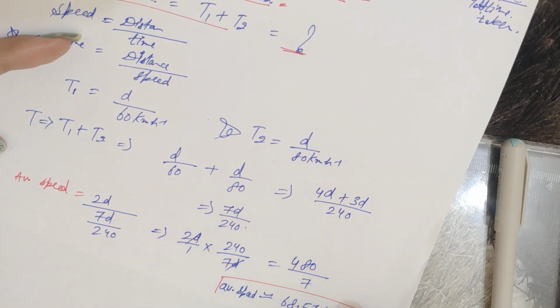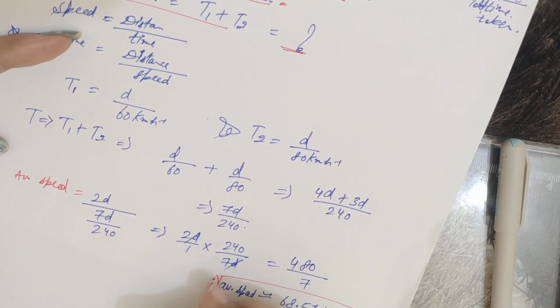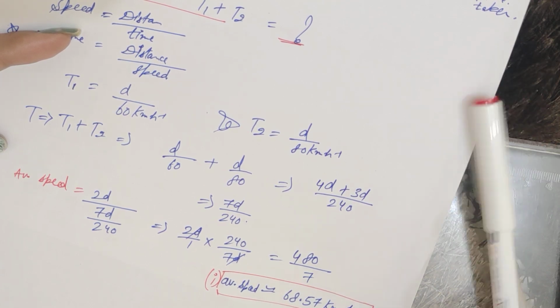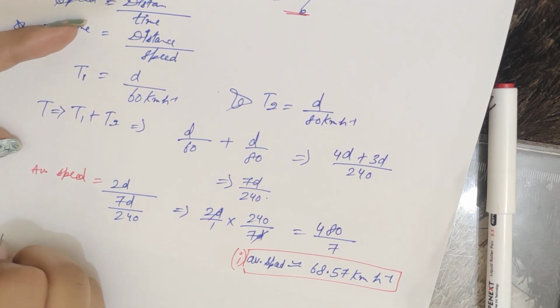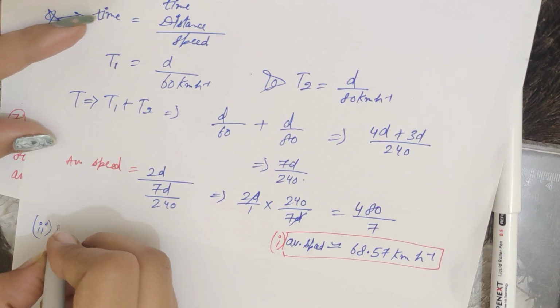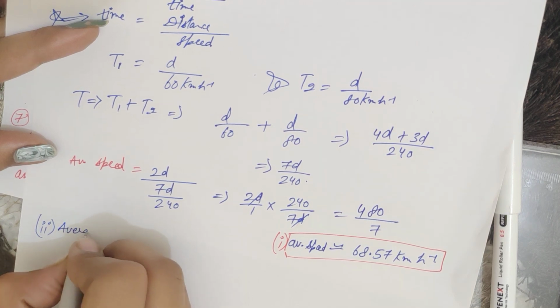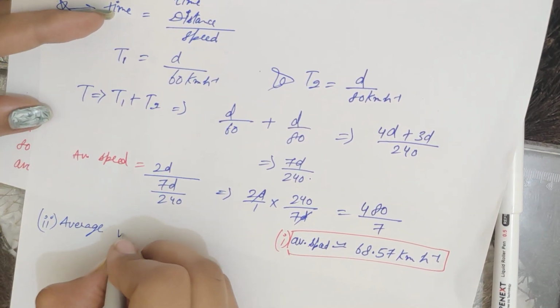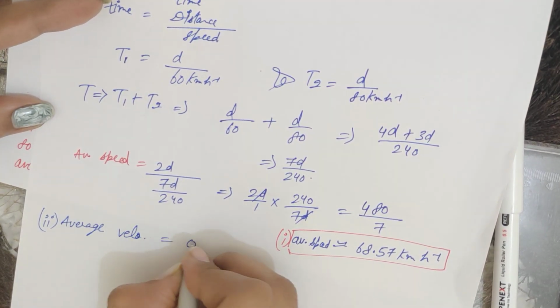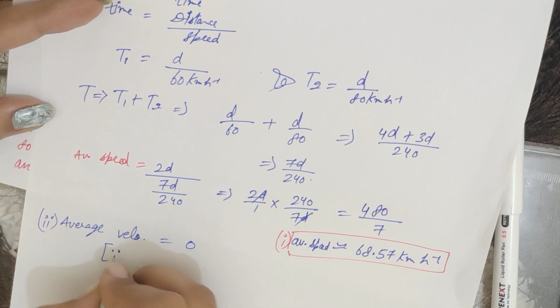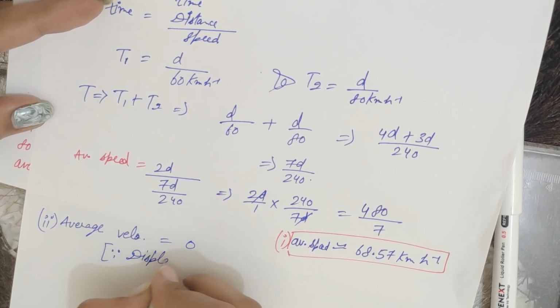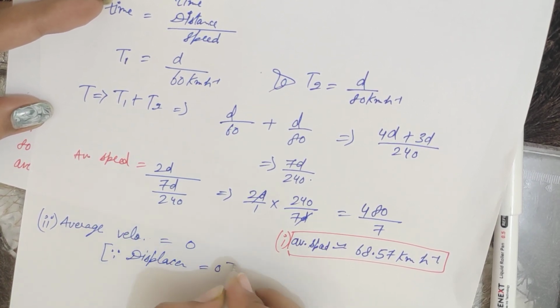This is the answer for the average speed, the first part of the question. The second part is we need to find the average velocity. The average velocity is 0 here. Why? Because the displacement is 0.